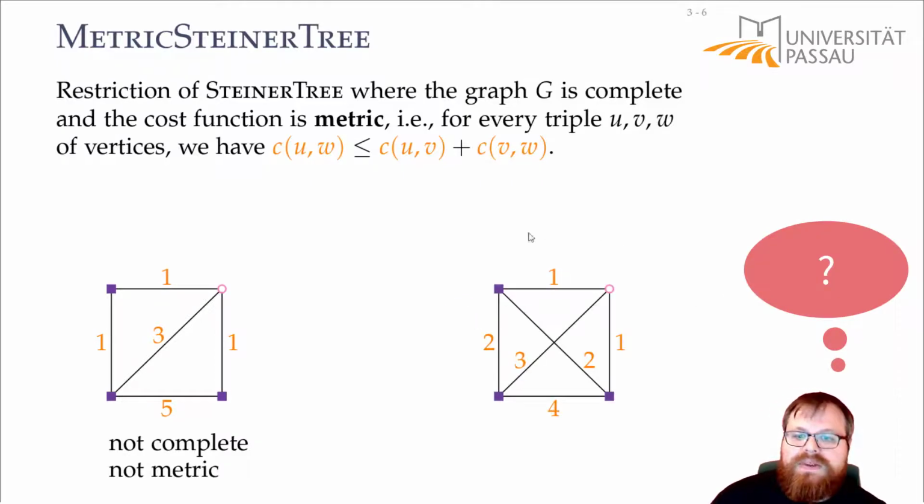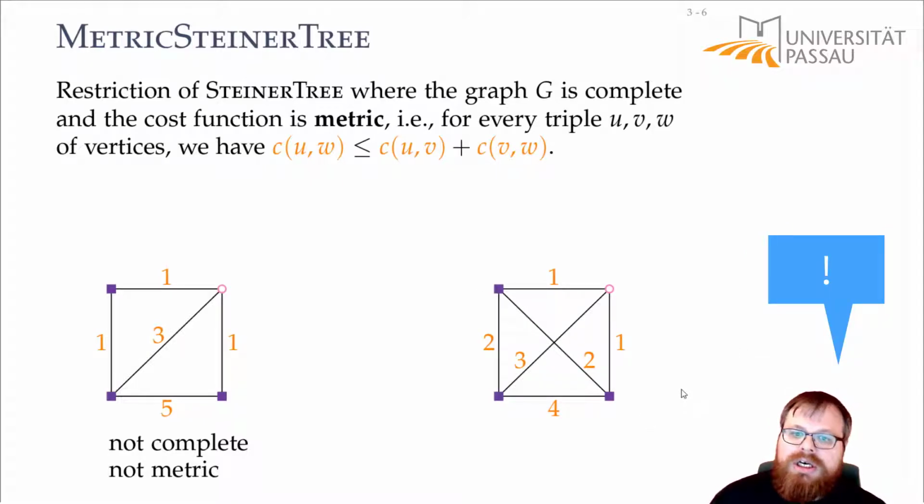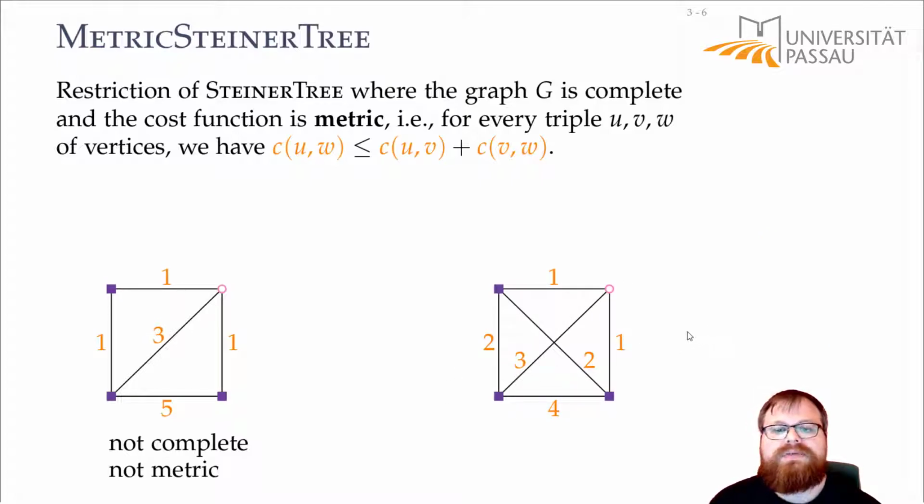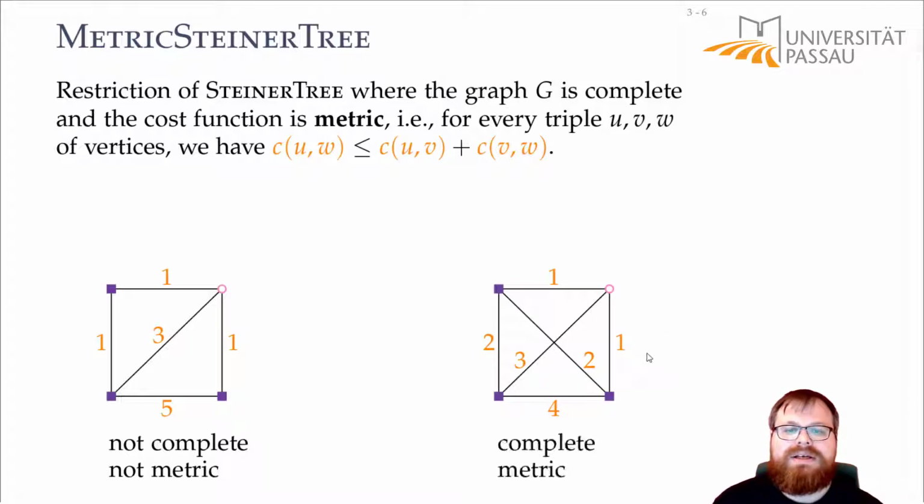What about this graph on the right? This graph has the missing edge, and now the cost here is 2, and if we check carefully, we see that the triangle inequality holds for every pair of edges, so it is fine. This is a complete and metric graph, and these are the types of graph that we get as the input for metric Steiner tree.